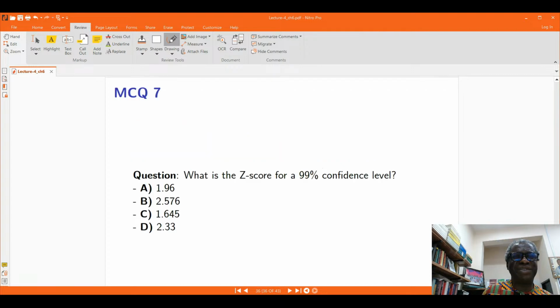Question 7, we have 3 more to go. What is the standard score of a 90% confidence level? Sorry, what is the Z-score of a 99% confidence level? Of a 99%, what is the Z-score?